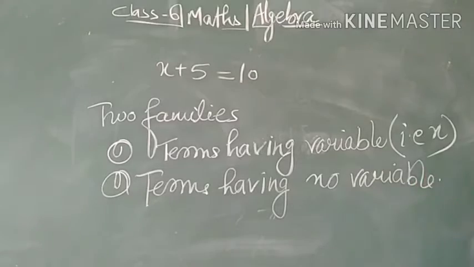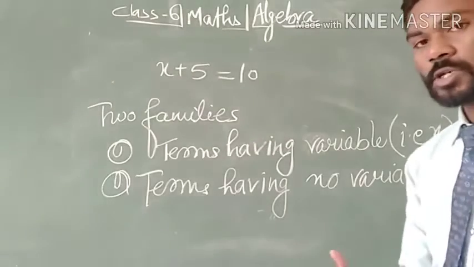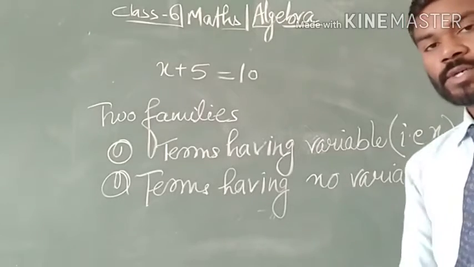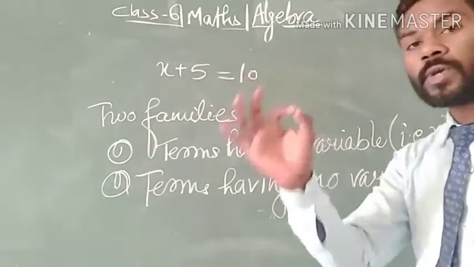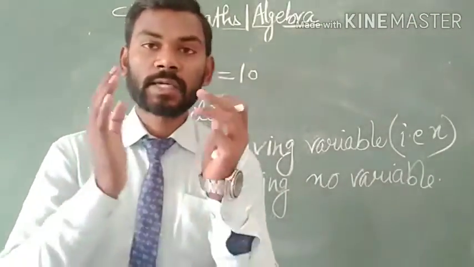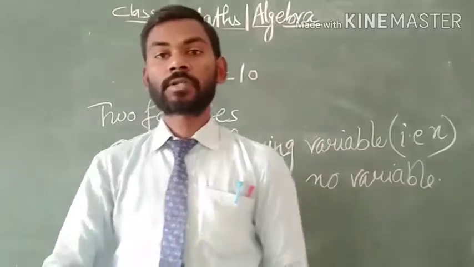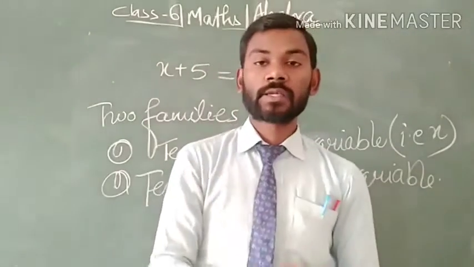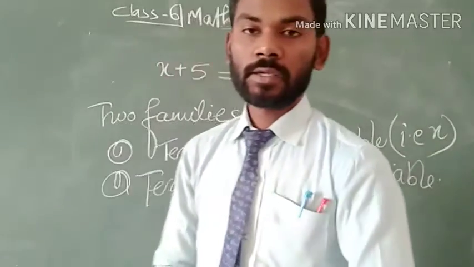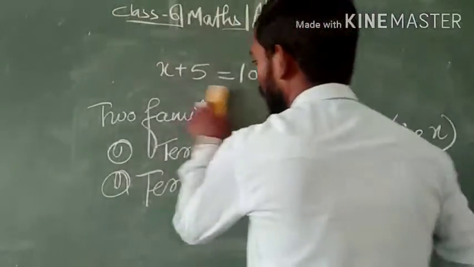Okay, so after deciding which term has a variable and which has no variable, we shall transfer them to either side. We shall transfer the terms having x, that is the variable, to the left hand side, and we transfer the terms having no x, that is constants, to the right hand side, and then we can easily find our solution. So let us see here how we shall solve.